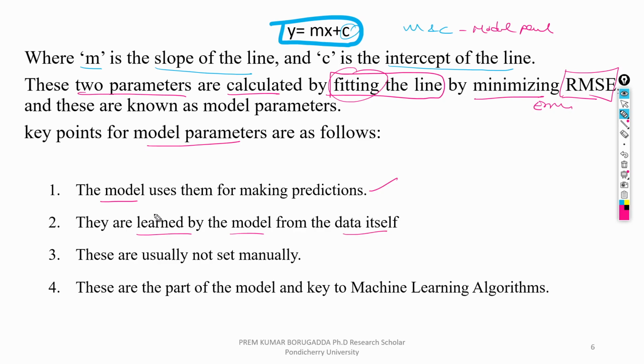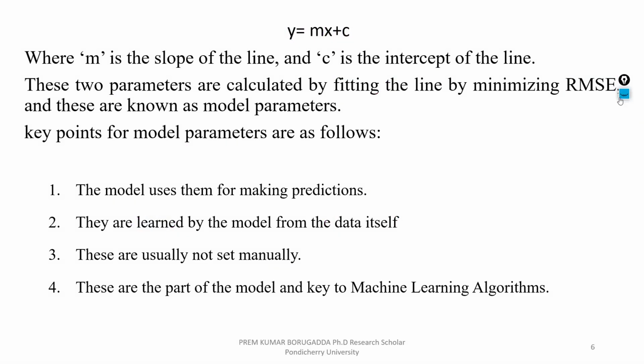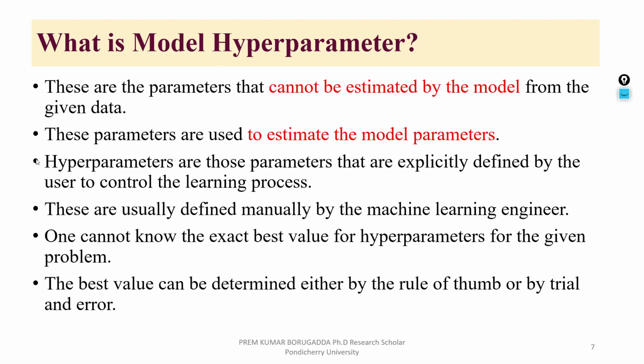Which means the model parameters can be learned from the data, and data here means training data. These are usually not set manually. So for the parameters m and b, we are not going to set them manually. These are part of the model and key to machine learning algorithms. Next. So what are model hyperparameters?